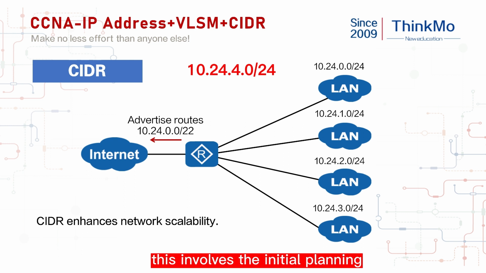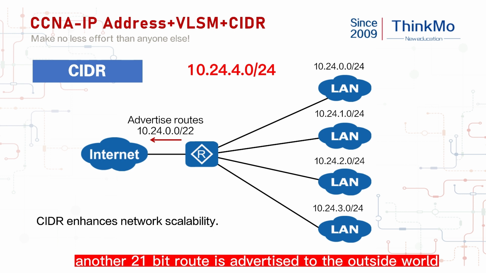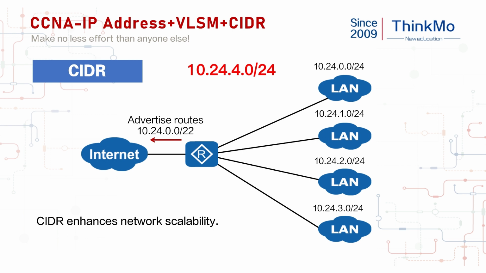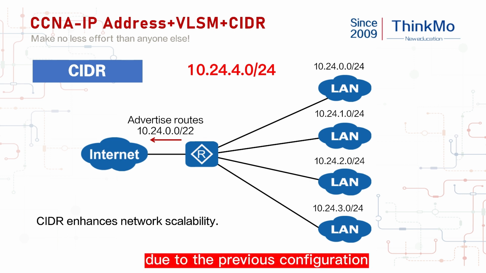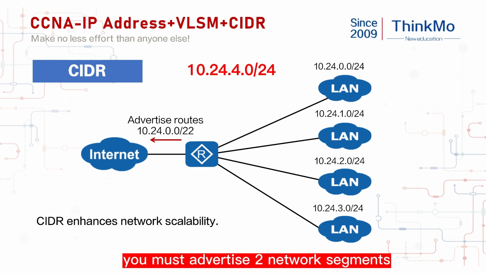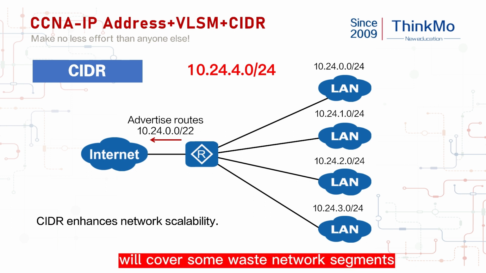This involves the initial planning. If the previous planning is not done well, like I just said, here is a 4.0 network segment and another 21-bit route is advertised to the outside world, then it will cover some network segments that do not exist, for example 5, 6, 7. Due to the previous configuration, some problems may result: you must advertise 2 network segments to the outside world, or you advertise more, or what you advertise will cover some waste network segments, or you will advertise one more configuration.